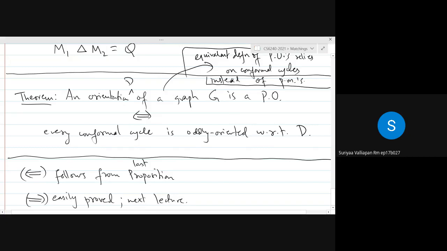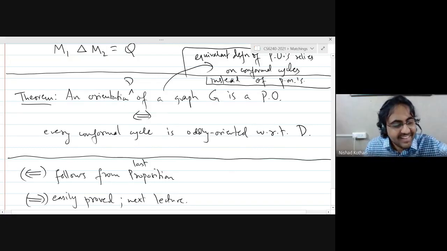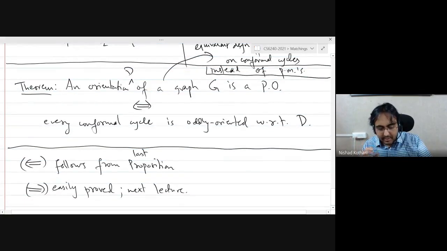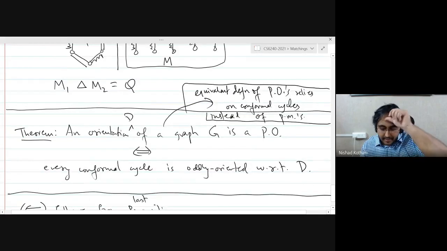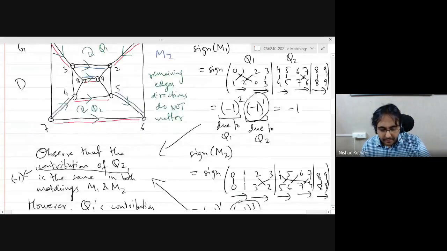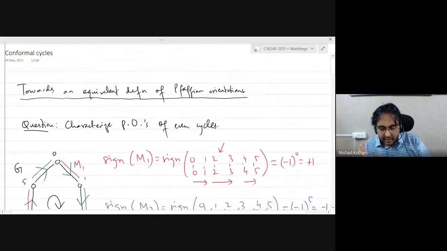You have to think about that yourself. Okay, fine. So think about it. As I said, the converse direction follows from the previous proposition. So think about that one. And we will discuss the forward direction in the next lecture. Okay. So this is the equivalent definition I wanted to get to today. And in the next lecture, we will use it to prove interesting facts.